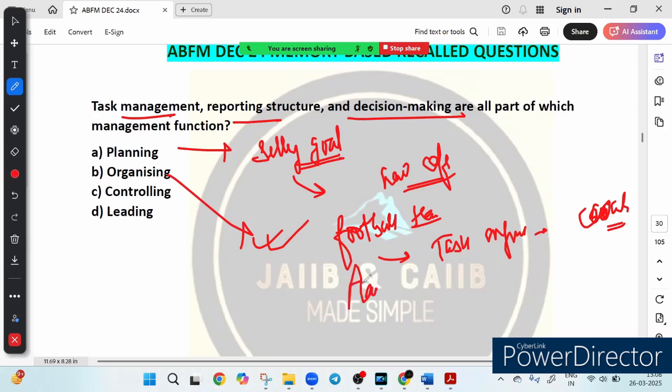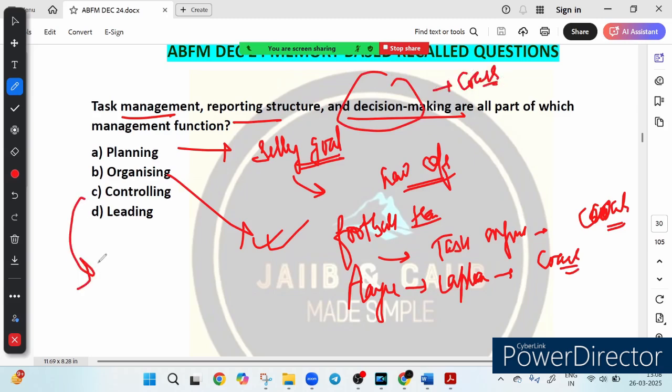So the player reports to whom? The captain. And the captain reports to whom? The coach. This is called the reporting structure. And the final decision making is done by the coach. This is called decision making. So all of this is a part of organizing. What about controlling? Controlling is about monitoring performance and making corrections. For example, imagine a teacher checking a student's assignment. If the student's work is incorrect, the teacher corrects it and gives feedback. That is controlling. But the teacher does not assign student roles or decide who reports to whom. That is organizing. So controlling is not the correct answer.